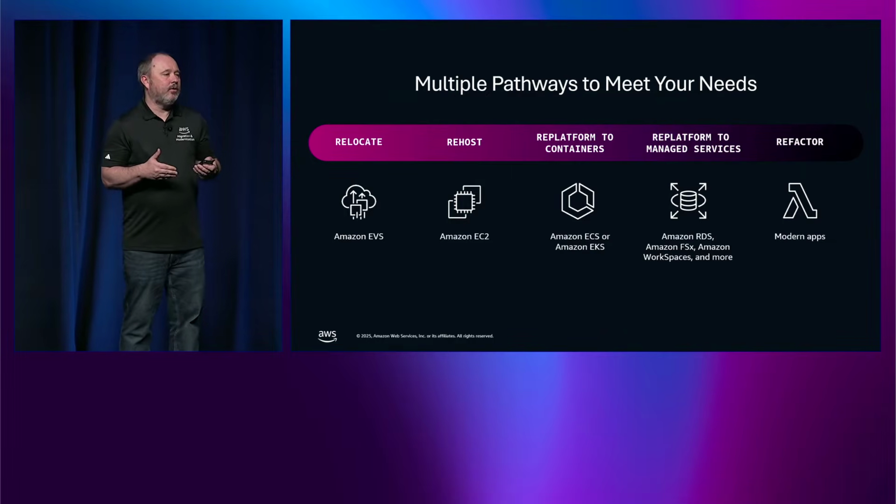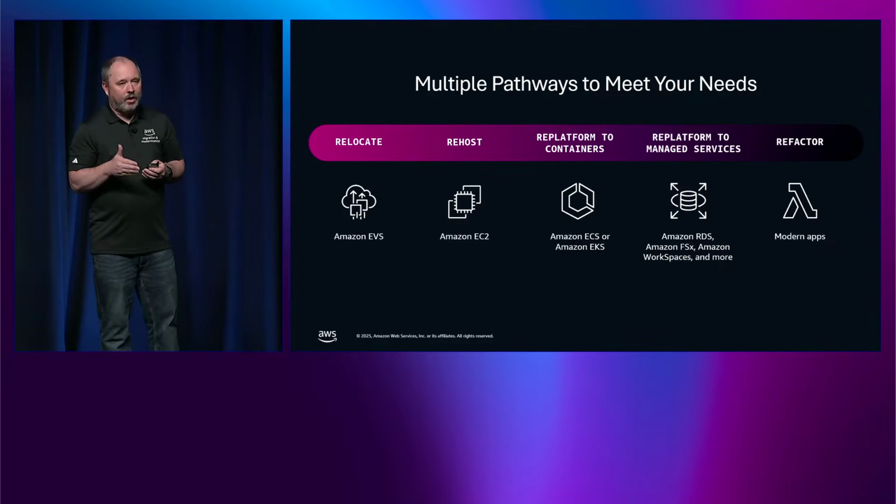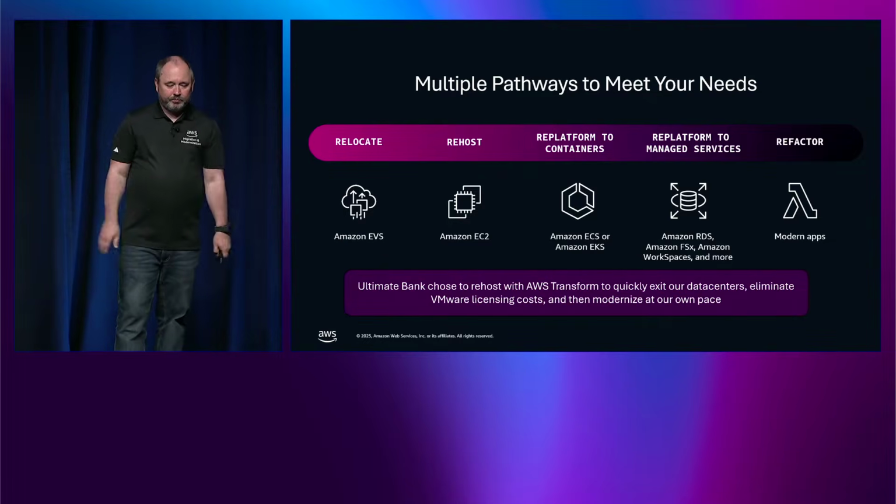For this migration, our customer, Ultimate Bank, chose rehost. And they're going to use AWS Transform for VMware to rehost those 4,000 VMs into EC2. I'm now going to hand over to Rajesh, who's going to walk us through the AWS Transform for VMware content.